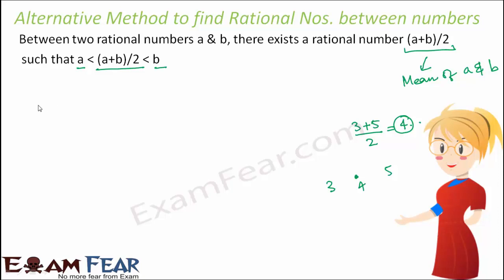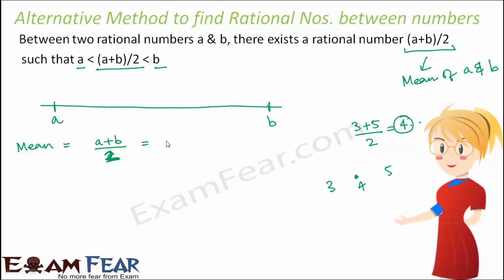So let's say this is the number line. Let's say this is a and this is b, and we have to calculate rational numbers between a and b. So first we calculate the mean of a and b. That comes out to be (a plus b) by 2. Let us call this (a plus b) by 2 as a point C. So this point C is the midpoint between a and b. So we found one number between a and b.